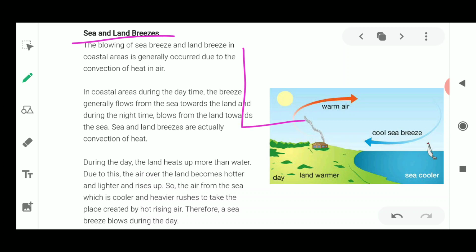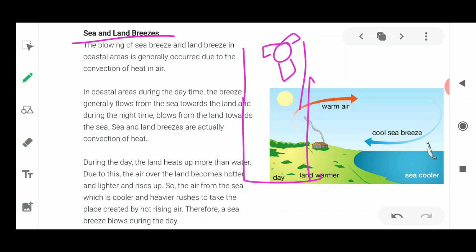Because inside a room, if an exhaust is kept at a higher place, you know that this room has some hot air inside it. So what happens? The air which is getting warmer becomes light. Remember that hot air becomes light.